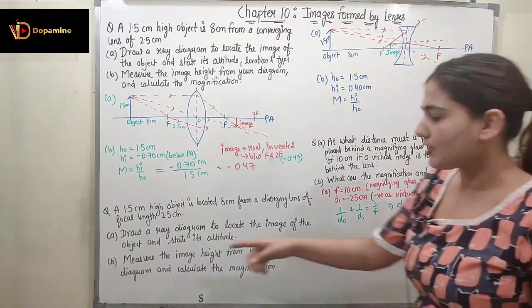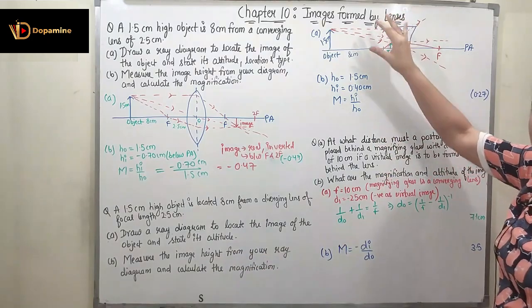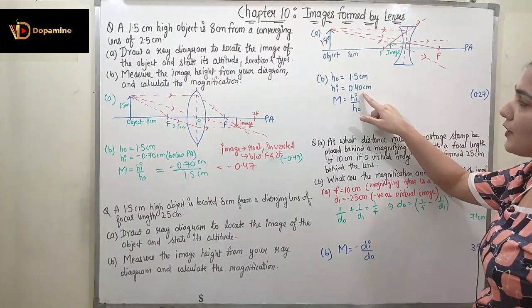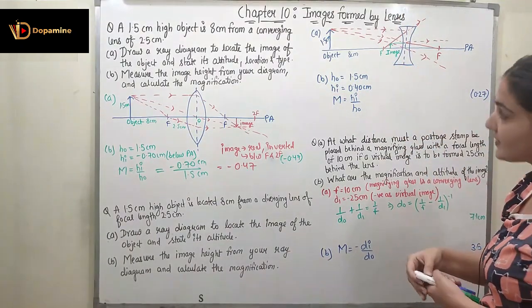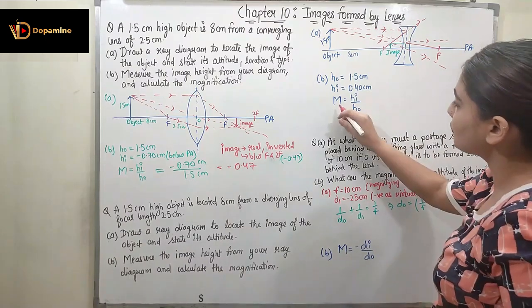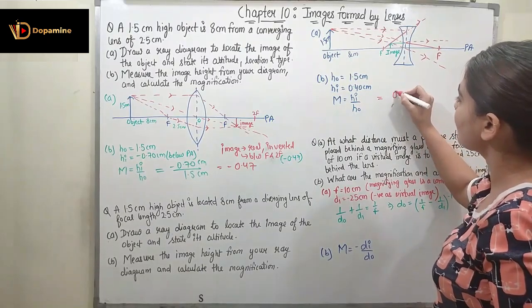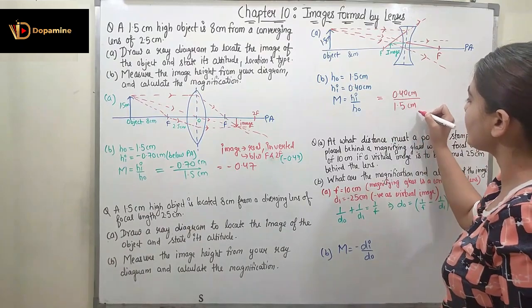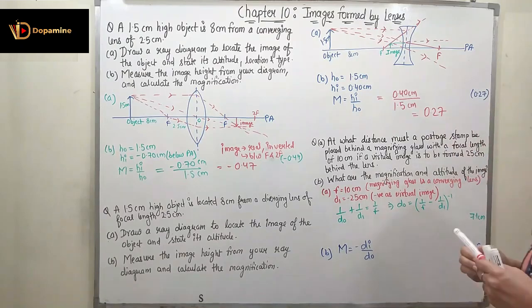Now the second thing, we have to measure the image height from our ray diagram and calculate the magnification. So again you can take the 3 rays and measure the height of the image. The height of the image will be here 0.40 centimeter. Why is it positive? It is positive because it is measured upside the principal axis. Now if you know the formula for magnification, you put the height of image, which is 0.40 centimeter, divided by the height of object, which we took as 1.5 centimeter. So it will come out to be 0.27, right? I hope you understood how we calculate the magnification.